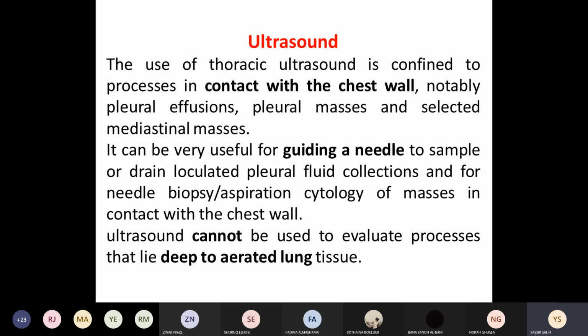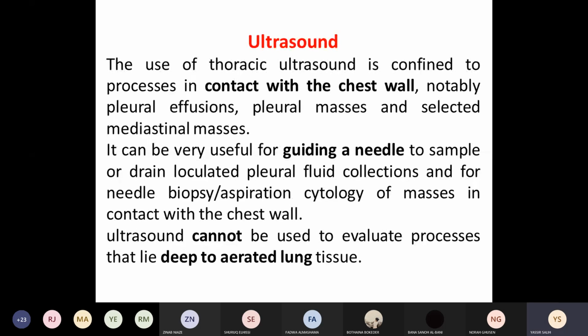The next sentence is very important: ultrasound is a very useful technique for guiding a needle for sampling or draining an effusion or taking a biopsy. It is the same as what we discussed about CT. So from now on, keep in your mind the two techniques used for guidance: we always use ultrasound or CT.